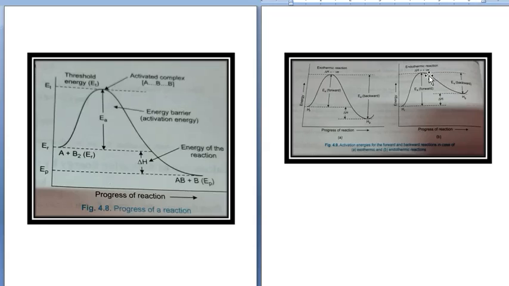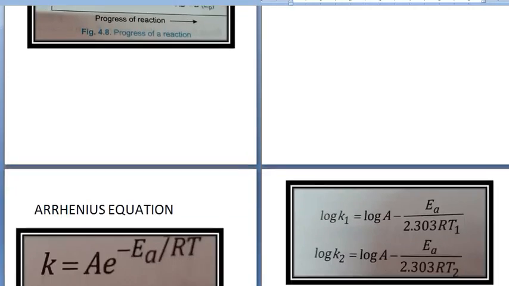Okay, so you will see over here, in case of exothermic reaction, activation energy of backward reaction is more than the activation energy of forward reaction, whereas in endothermic reaction, activation energy of forward reaction is more than the backward reaction. So it is clear from these graphs that for reversible reactions, activation energies for forward and backward reaction are not the same, but they are different.